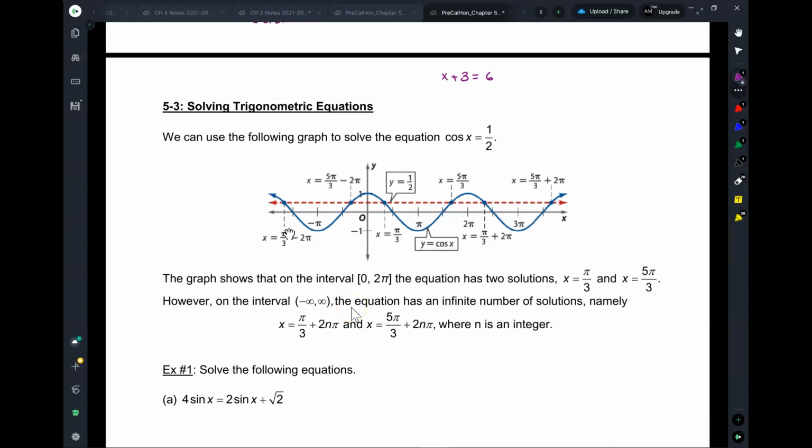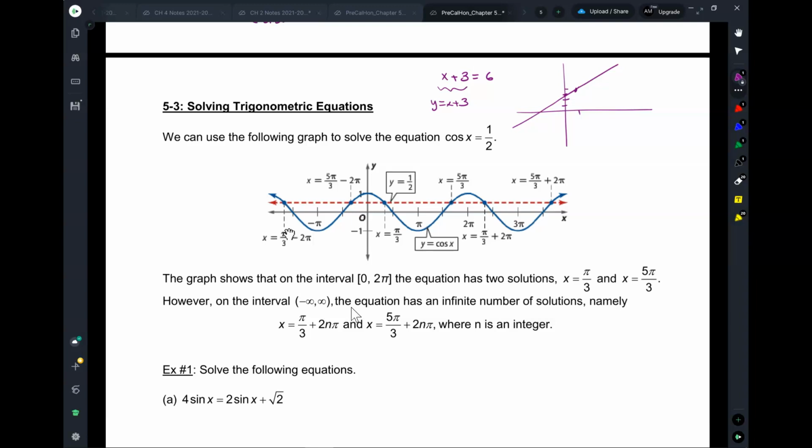Okay, all right. So if you have x plus 3 equals 6 and you want to solve this one, well, guess what you're actually doing? If you were to graph y equals x plus 3, you know, that's what that looks like. Okay.